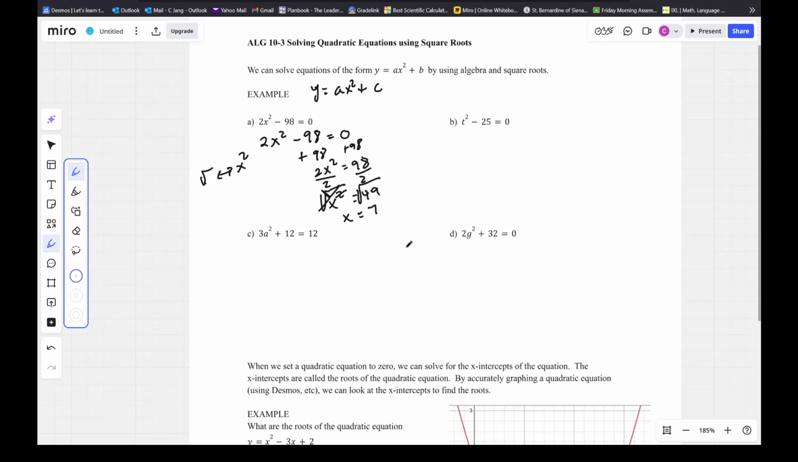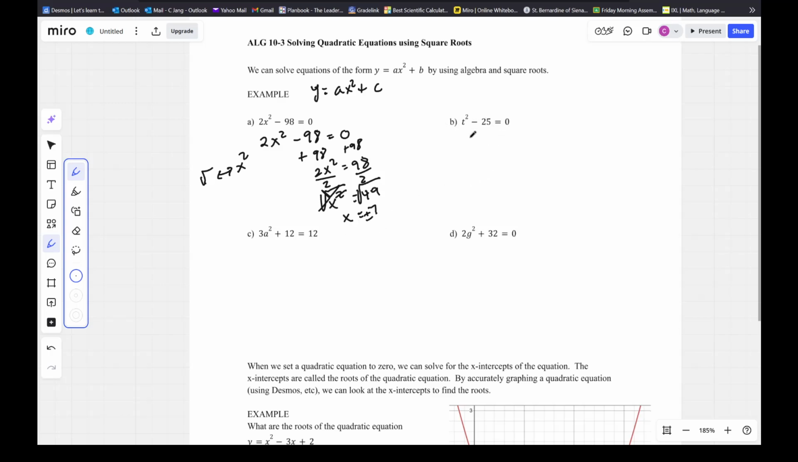One thing you have to remember, though, is when you take the square root, you can actually take the negative of that square root as well. So the answer is actually plus minus 7, because positive 7 squared is 49 and negative 7 squared is 49.